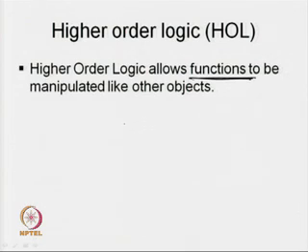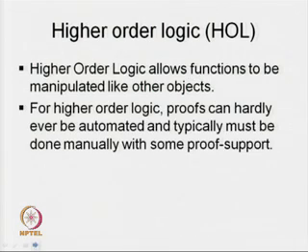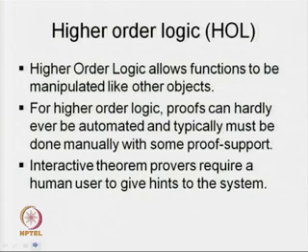So, that means now we can express many more things with higher order logic, but since it is complex, reasoning with higher order logic is also complex. For higher order logic, proofs can hardly even be automated, and typically must be done manually with some proof support. So, these are the findings that we have. It can hardly be automated, because it is complex, but partial automation may be possible. We can say that interactive theorem provers require a human user to give hints to the system. Now, we are having interactive theorem proving.